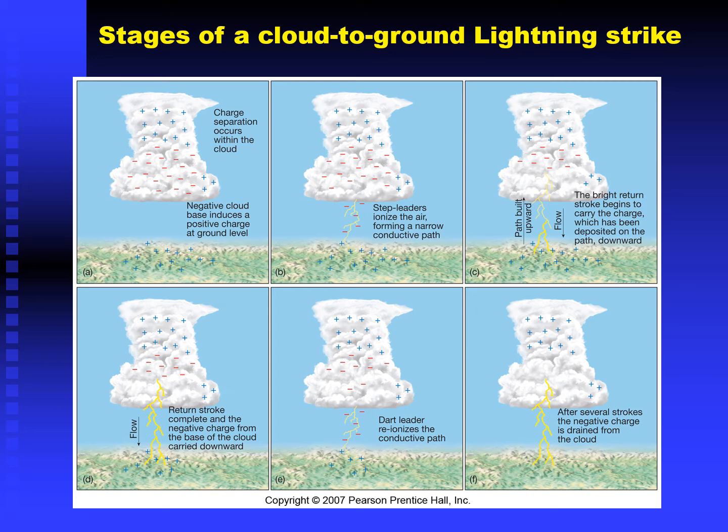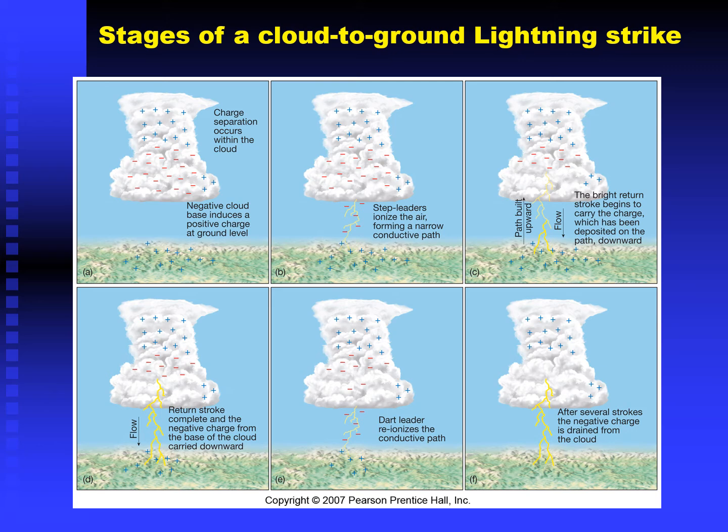So the first thing that happens is that step leaders form, and they're ionizing the air, and they're basically forming a path of conductivity. Okay, so the bright return stroke, which is what we see, begins to carry the charge which has been deposited on the path downward. Something that I first learned in a Physics 2 class many years ago at West Virginia University. What you see, which is the return stroke, it always looks to us, I mean, it's very fast, maybe it looks to us like it's coming from the cloud to the ground, or maybe we just assume that. But the flow is actually from the ground going up to the cloud.